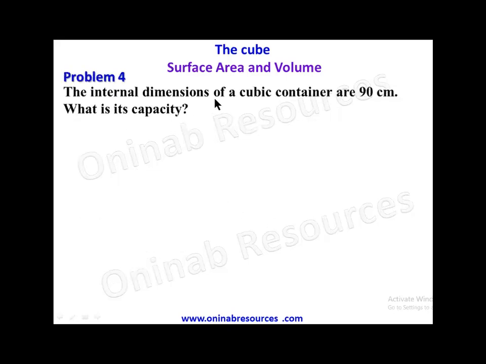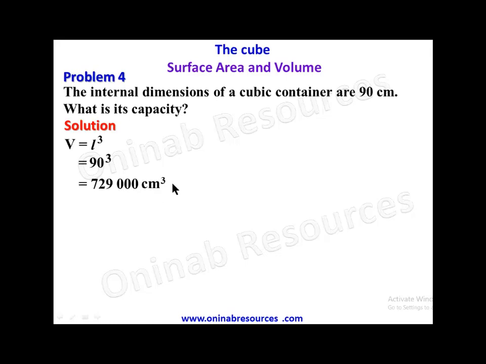The internal dimensions of a cubic container are 90 centimeters. What is its capacity? So to calculate the capacity, we have to calculate the volume, and the volume is L cube, and our L is 90. We have 90 cube, which means 90 times 90 times 90. 9 times 9 is 81. 81 times 9 is 729.